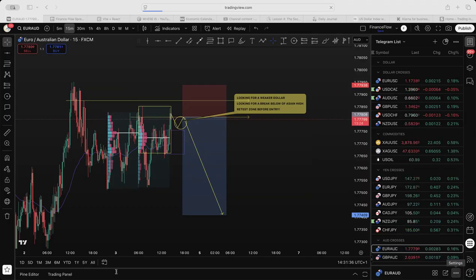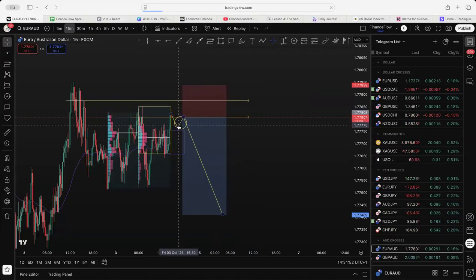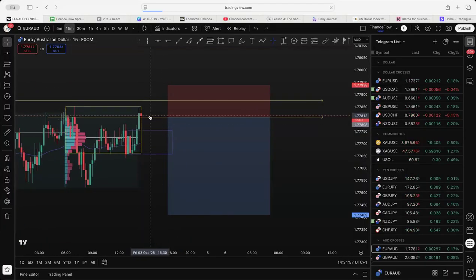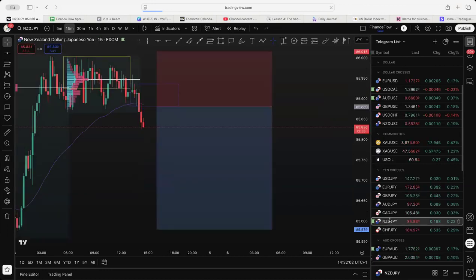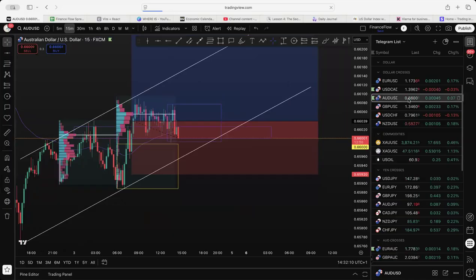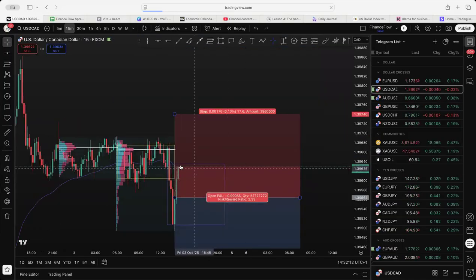So let's wait and see how we get on. Euro AUD, trade setup potential. There we go. So we've got Euro AUD. I can get rid of this now, so it's a bit cleaner. So what are we looking for here? We're looking to see what happens around this area here. Let's just have a look at NZD JPY. I bet that's gone. Called it though, which was good. We've got AUD USD currently in a bit of drawdown. I think USD CAD's in a bit of drawdown too. So let's wait and see.